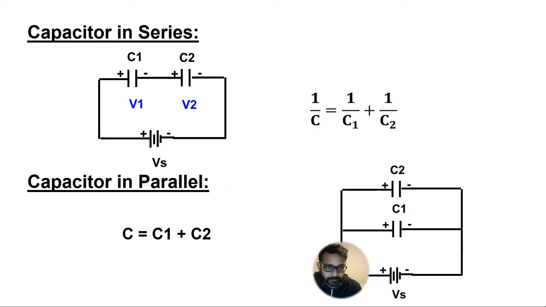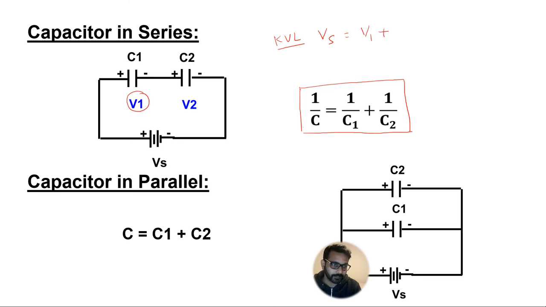Now moving on to the next topic in this lecture, we have to study capacitors in series and capacitors in parallel. When the capacitors are connected in series, the equivalent capacitance C we can find by using this formula. This formula comes from Kirchhoff's voltage law, which says that the supply voltage Vs will be equal to the voltage drop across each of the elements in the electrical circuit. The voltage drop across the first capacitor C1 is V1, and the voltage drop across the second capacitor is V2.